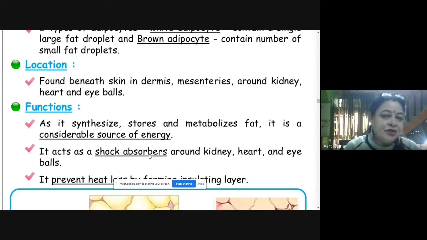Whenever there is extra nutrients, extra food in our body, that gets converted into fat, and this fat is stored in our body in the form of adipose tissue below the skin. That's why you will find that the obese people, the fat people, they look fat. Why? Because of the deposition of this adipose tissue below the skin.